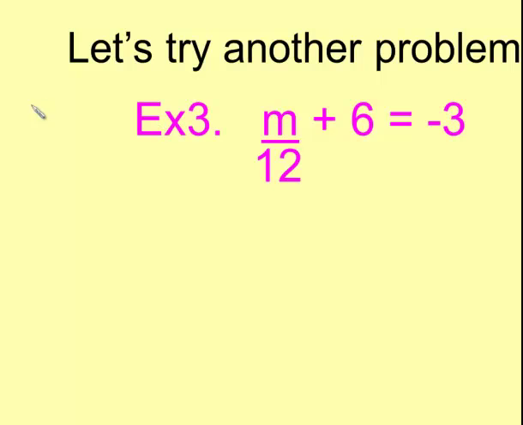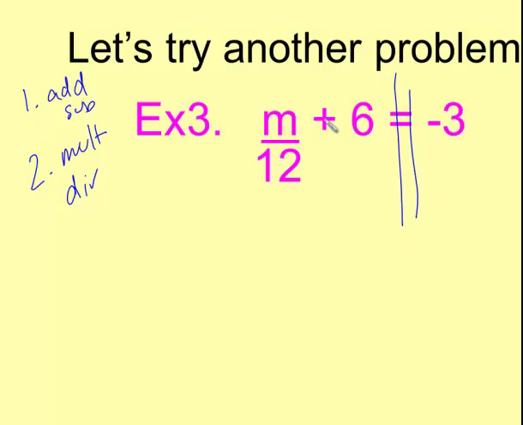Okay, now again, my two steps. I first add and subtract. And my second step is to multiply or divide. So, again, my railroad tracks. And then I'm currently adding 6, so I need to do the opposite. I need to subtract 6 from both sides.